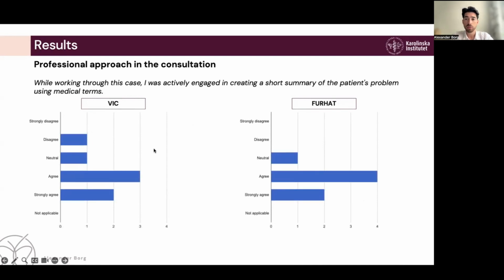When asked if students were engaged in creating summaries, this also remained the case for Furhat. This could be explained by the fact that VIC included pre-written questions that could be asked multiple times, while Furhat was explored using the voice and dialogue.